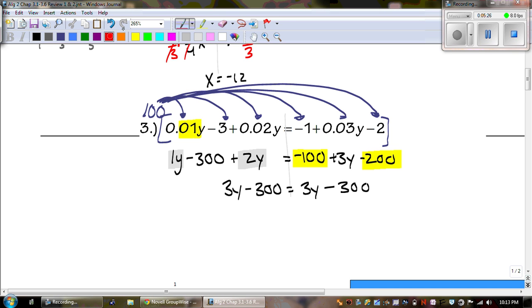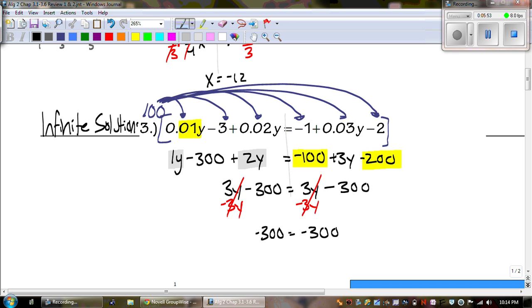Okay, and just like problem number 2, I need to get my variable to one side, so I'm going to subtract the 3y. And when I subtract the 3y, they end up canceling, and we're left with negative 300 equals negative 300. And that's a true statement. So when I'm left with a true statement, it means my answer is infinite solutions. So I can plug in any number I want to, and it'll equal y.